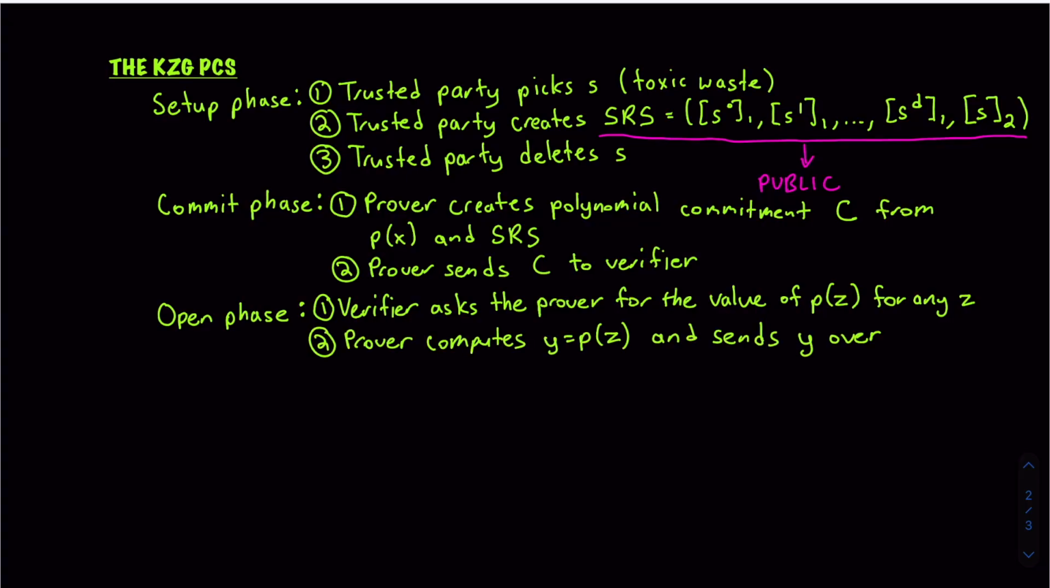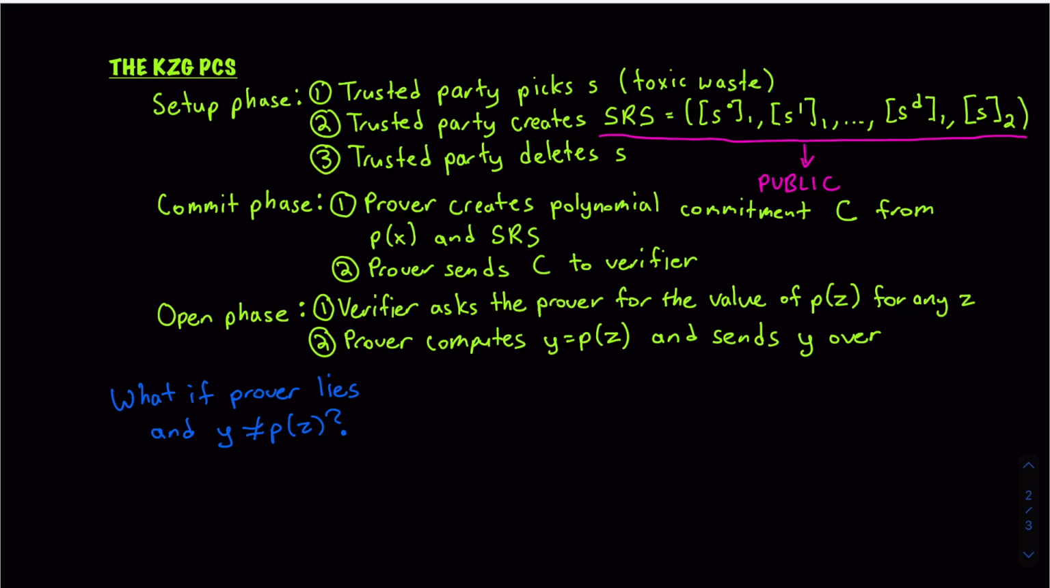Of course, the prover could just send over some random value y. How does the verifier know the prover isn't lying? How can the verifier be confident that this y really does equal p of z, where p is the polynomial the prover originally committed to?